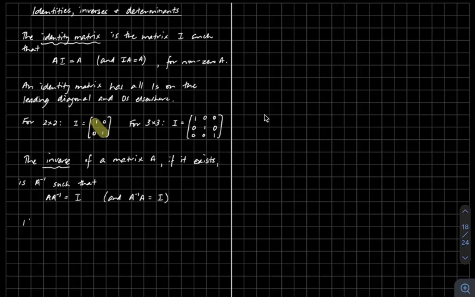Now, if it exists, then we say that A is invertible. So if A inverse exists, then we say A is invertible, so it's possible to find its inverse, or non-singular. Okay, so invertible and non-singular here have the same meaning.